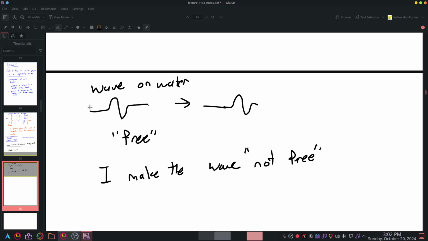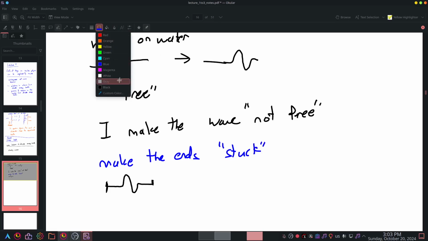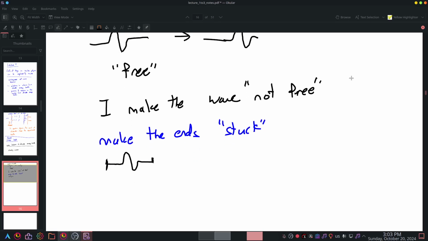If there's a way I can restrict the movement of this wave, what I'll do is make the ends stuck so that they cannot vibrate. Let me draw it like that. I make the ends stuck so that it cannot vibrate freely.